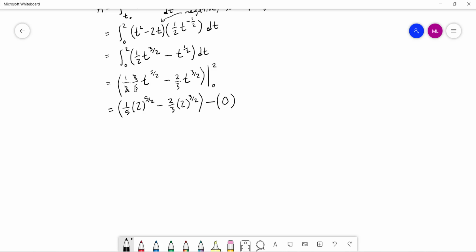So always check the 0. Don't just assume you'll always get 0. That was a common mistake I saw on the exam. So here's the results.